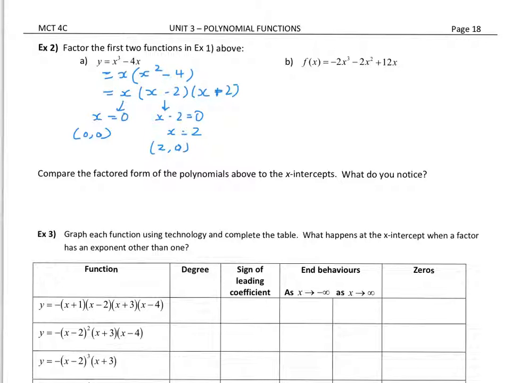And then this last one, x plus 2 equals 0. Subtract 2 from both sides, and we get x equals negative 2. So that gives us an x-intercept of negative 2, 0. All right, let's look at the next one and see what else we can do with that one.